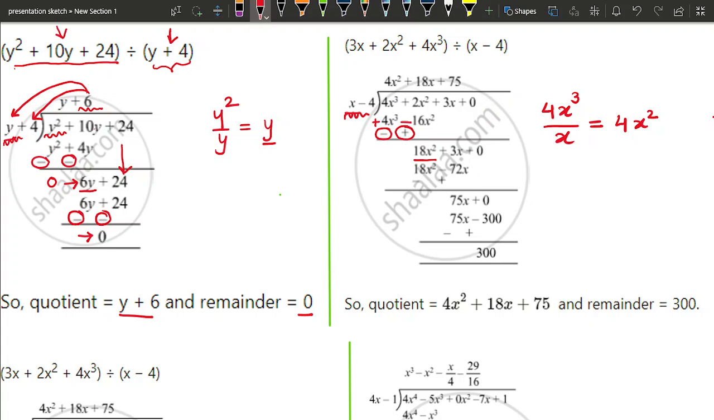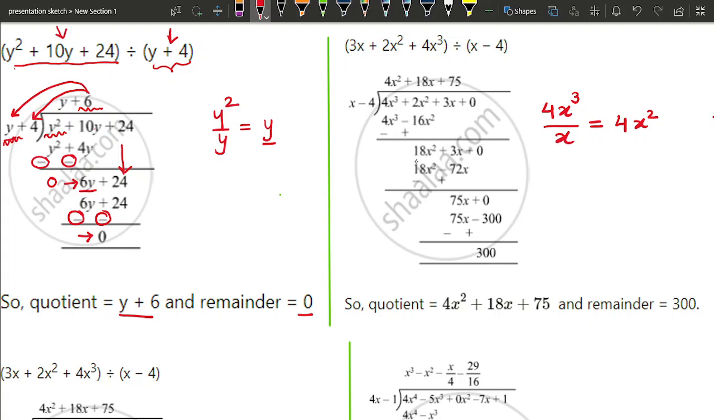The only thing is that you have to watch out for one thing, which was the case in the sums which I had sent you yesterday. Whenever you are observing the first term of the dividend, observe the power. If this power is less than the power of the first term of the divisor, then you cannot do the division further. You have to stop the division right there. So just remember that. That was the mistake I was trying to point out the other day.